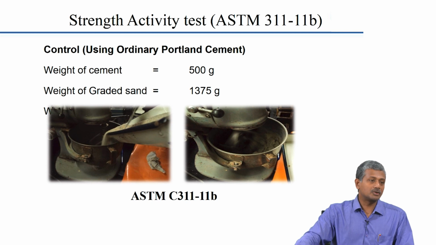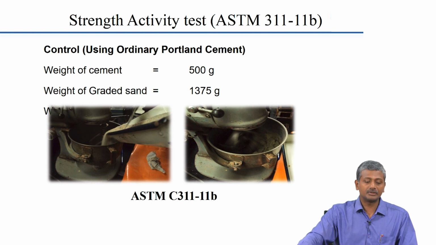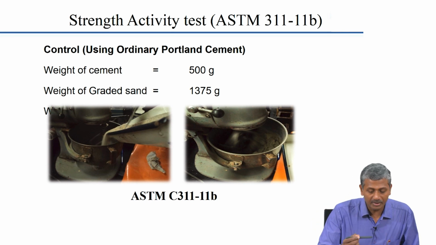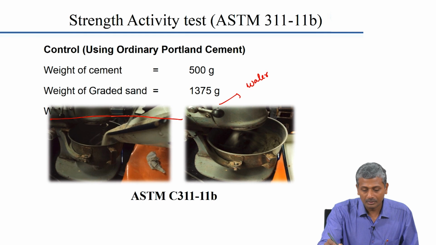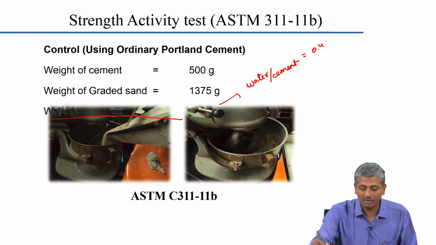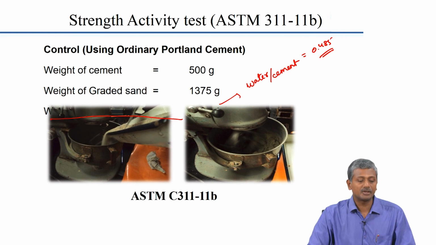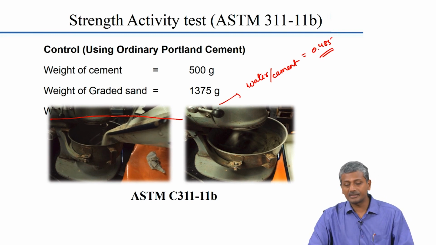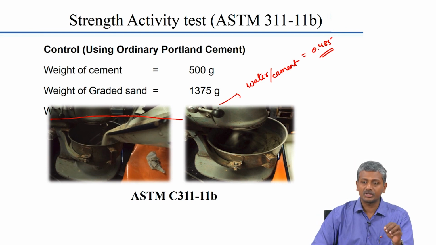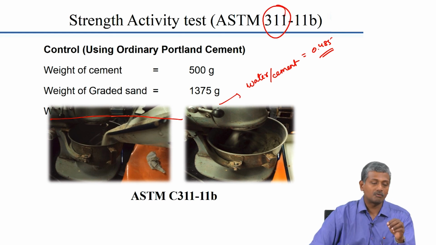The ASTM strength activity test is quite good because it uses cement, sand and your mineral admixture, typically in 20% replacement. The water to cement ratio for these ASTM based mixtures is typically 0.485. That is the water cement ratio typically used for the cement based control system. When you replace cement with fly ash or other mineral additives, note that ASTM C311 talks mainly about fly ash. So, you usually replace about 20% of the cement with fly ash.